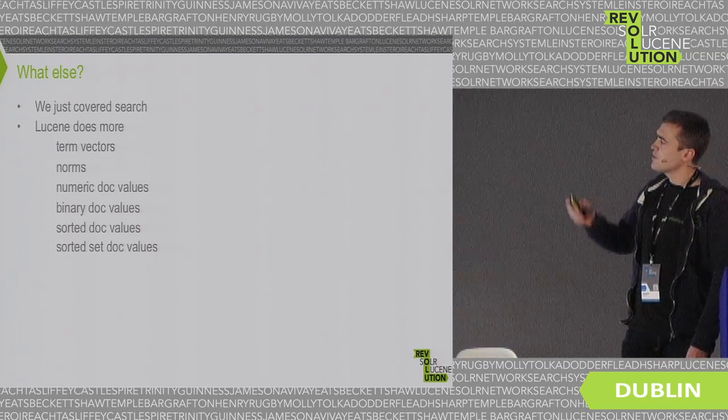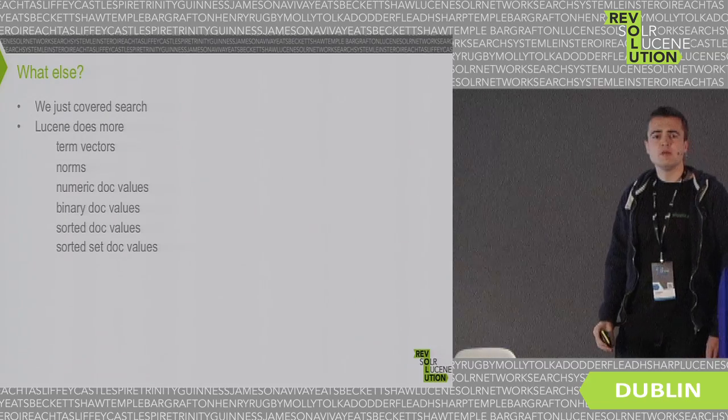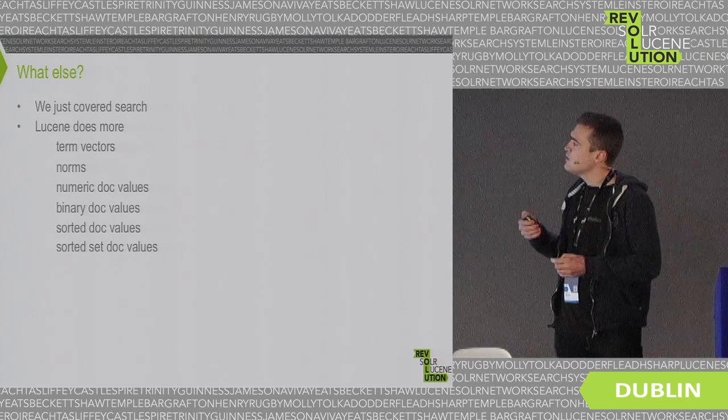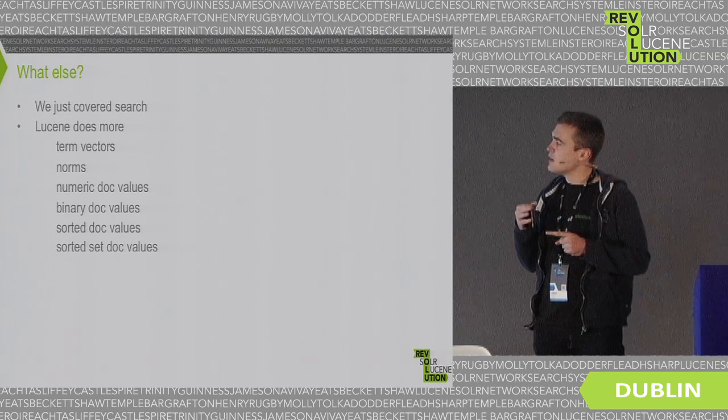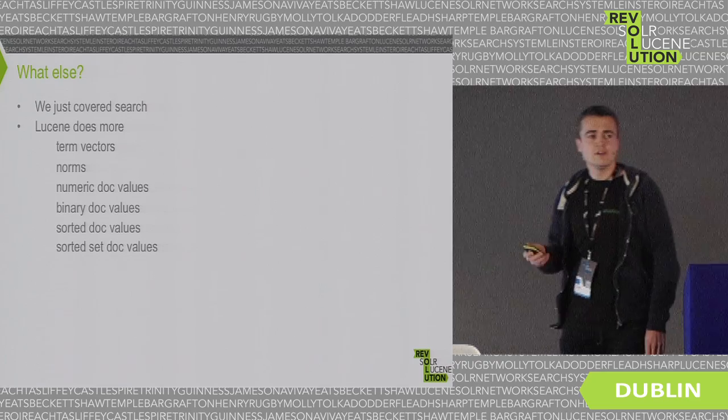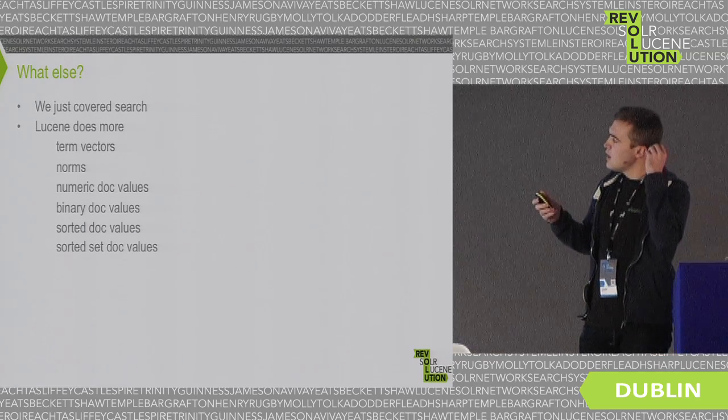So we just covered search, but Lucene has many more APIs. In particular, you can use term vectors, norms, numeric, binary, sorted and sorted set doc values. We are going to see the way they are stored in a Lucene index.